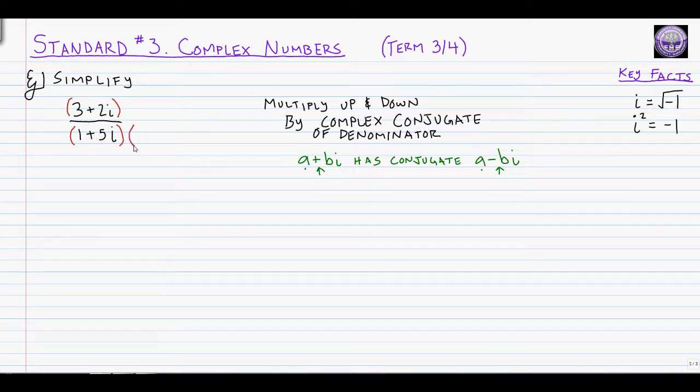So my denominator is 1 plus 5i, so the conjugate is going to be 1 minus 5i. So I'll just point out that that's the conjugate. It's the conjugate of the bottom. And of course, if I multiply by that on the bottom, I need to do it on the top as well. So up and down by that guy.